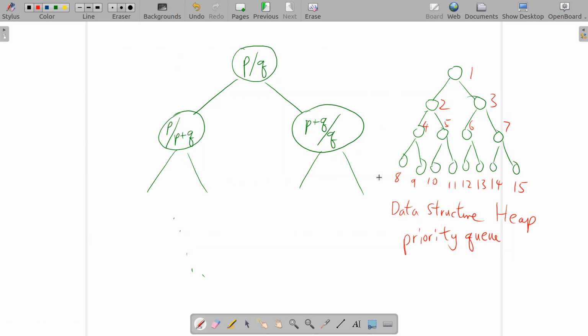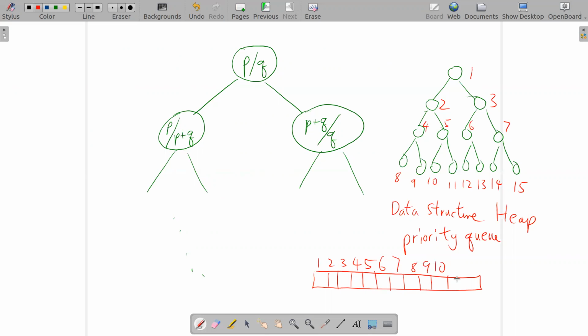But why do I bring this up? When you have a heap, even though this looks like a binary tree, you actually never store it in a tree. You actually just store it in an array. I'm using one base here. You can easily adjust things for 0 base, it doesn't really matter.